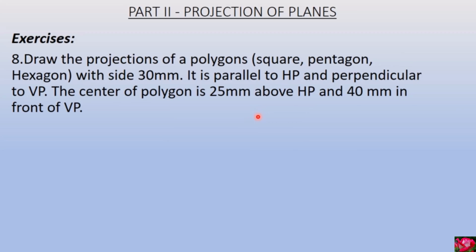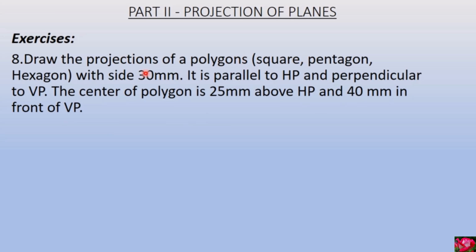This is question number 8. Draw the projections of polygons, square, pentagon, hexagon with side 30 mm, when the polygon is parallel to horizontal plane and perpendicular to vertical plane. The center of polygon is 25 mm above HP and 40 mm in front of VP.